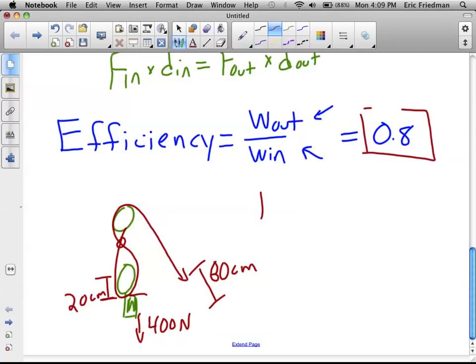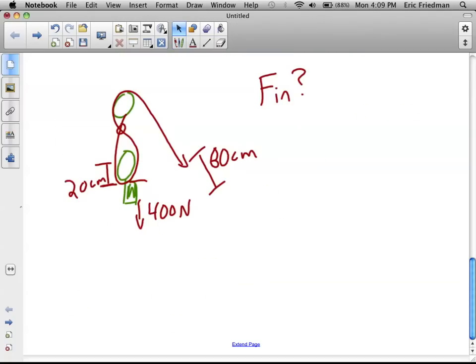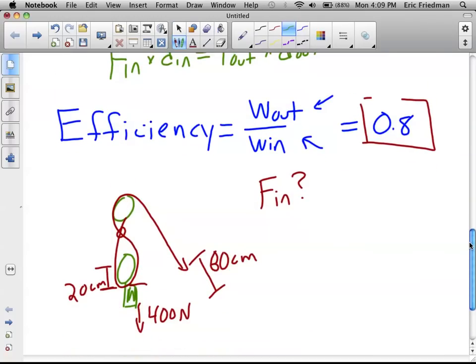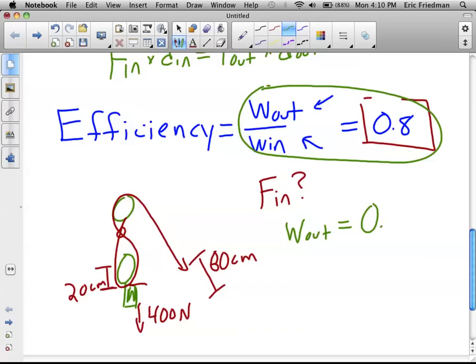I want to know, what does my force in have to be? So how does that work? What does my force in have to be if my efficiency is only 80%? Okay, well, let's set this up by using our work equation and noting that the work in is not going to be equal to the work out. Actually, let me back up just a little bit over here. If I come from this equation right here, and I rearrange that a little bit, I'm going to get my work out is only going to be 0.8 times my work in.